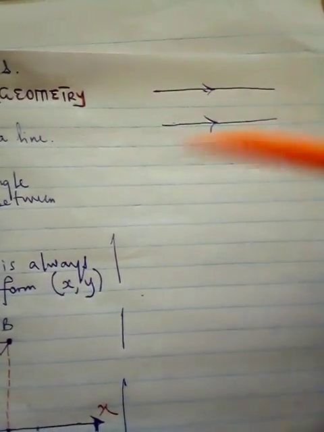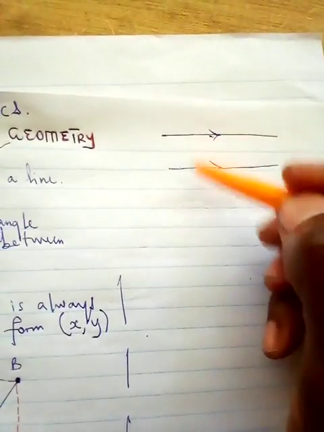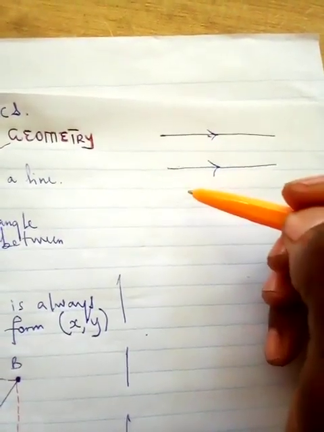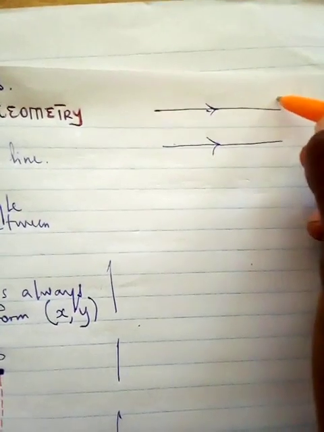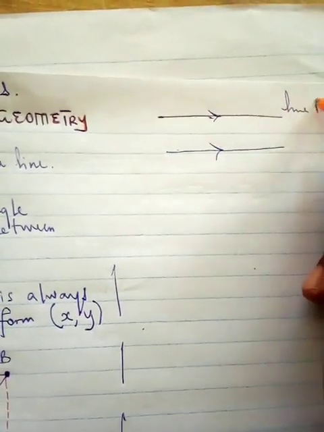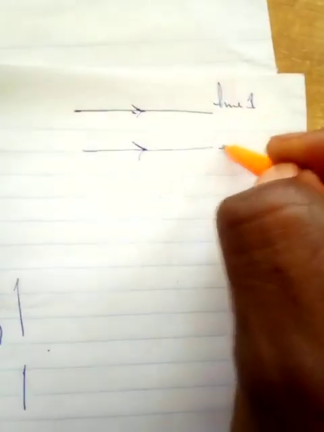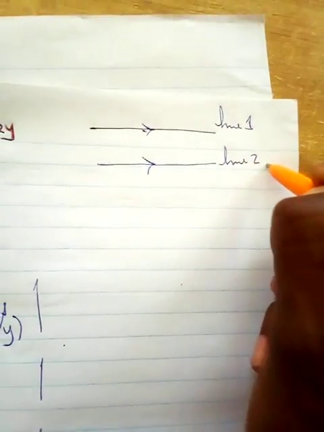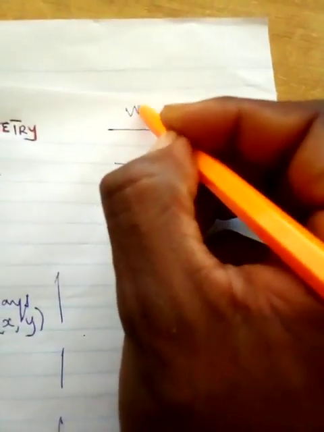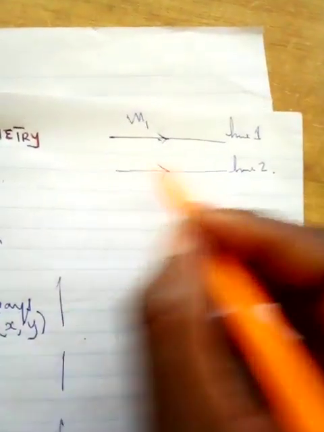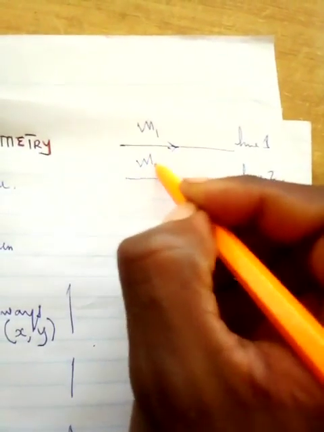So if two lines are parallel, one thing that you need to know is that their gradients are always going to be the same. So let us think of this line as line 1, and this one down here, let this one be line 2. And let the gradient of line 1 be m1. The gradient of line 2, let it be m2.